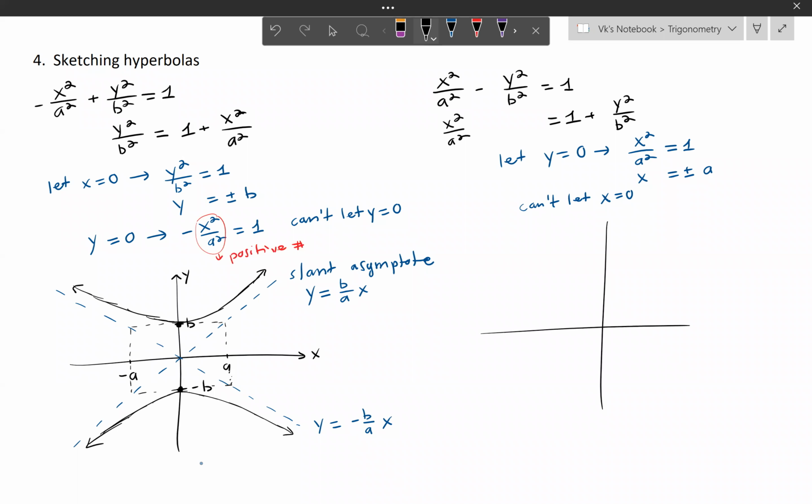So now do the same thing. x, y. Two vertices, plus and minus a. We still need the b and minus b in order to sketch out the box. And here comes the slant asymptote. Another one.